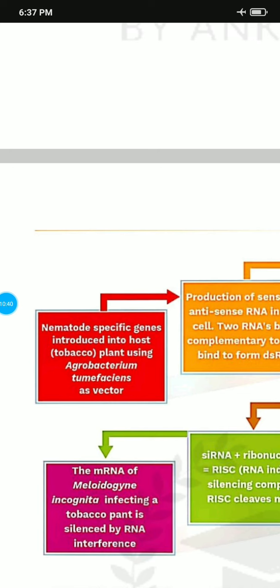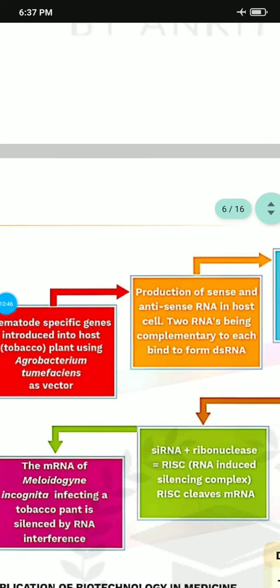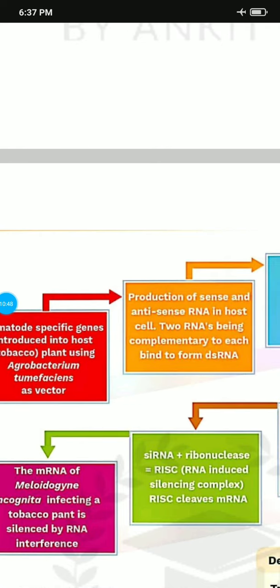So this Agrobacterium acts as a vector, and it produces sense and antisense RNA in the host cell. The two RNAs become complementary to each other, bind together and form double stranded RNA. Why is this RNA going to be formed? Because with the help of this RNA we can silence the gene.